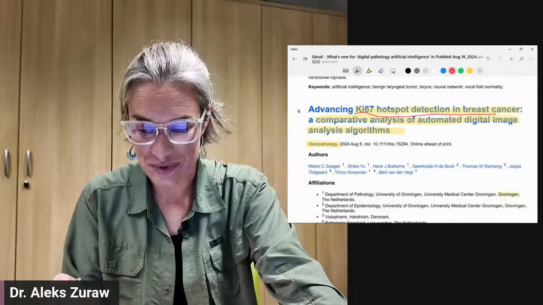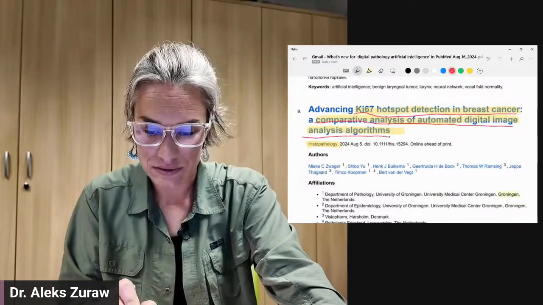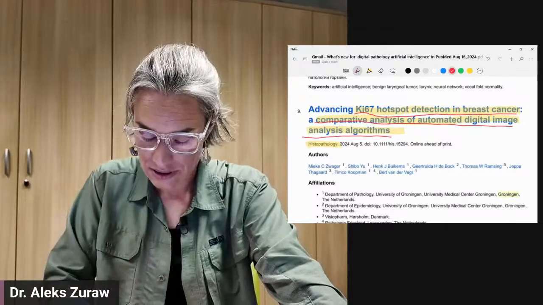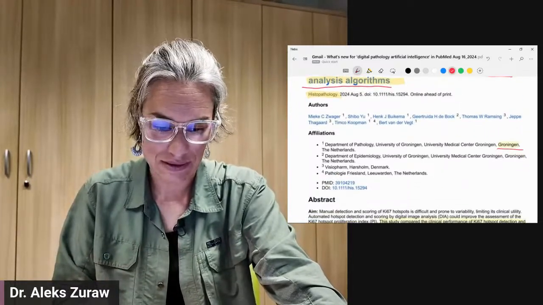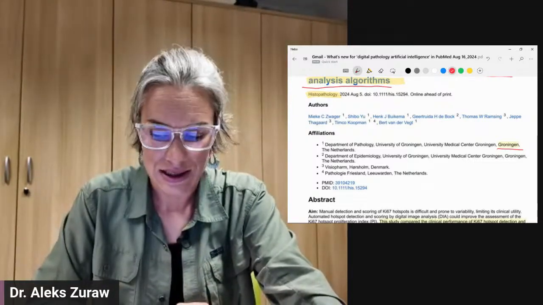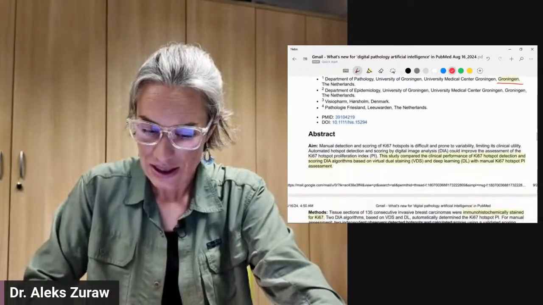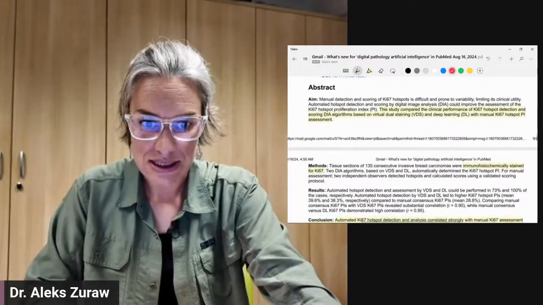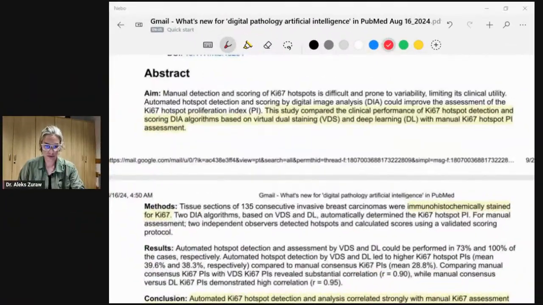Ki-67 hotspot detection in breast cancer, comparative analysis of automated digital image analysis algorithms. Are we looking at two different algorithms? And this is a group from Groningen in the Netherlands, where I lived for a year when I was 16, not in Groningen, in the Netherlands. And this was in histopathology. And again, I was reading this through the lens of usefulness. So you probably will know by my face expression what I thought about this, but maybe I misread something.